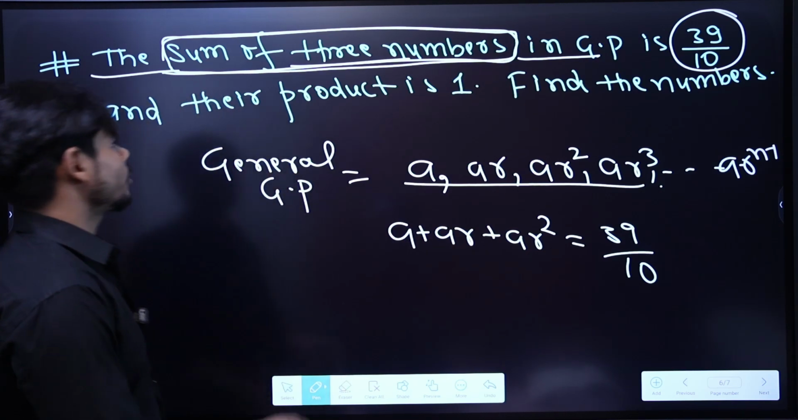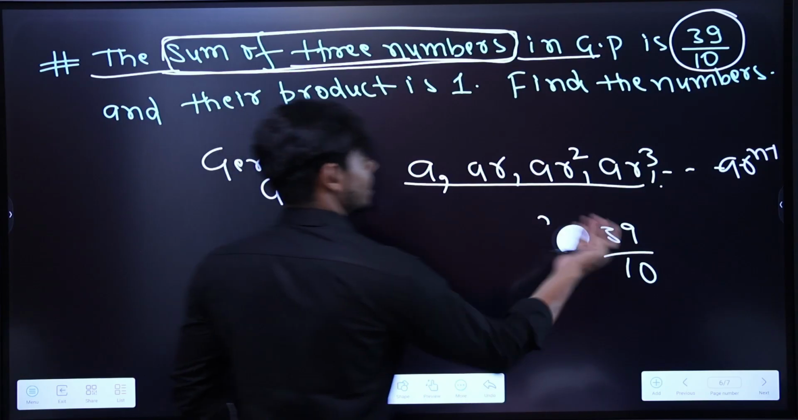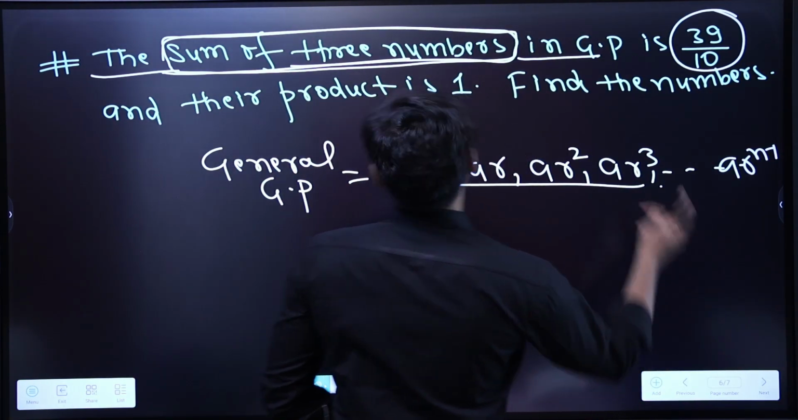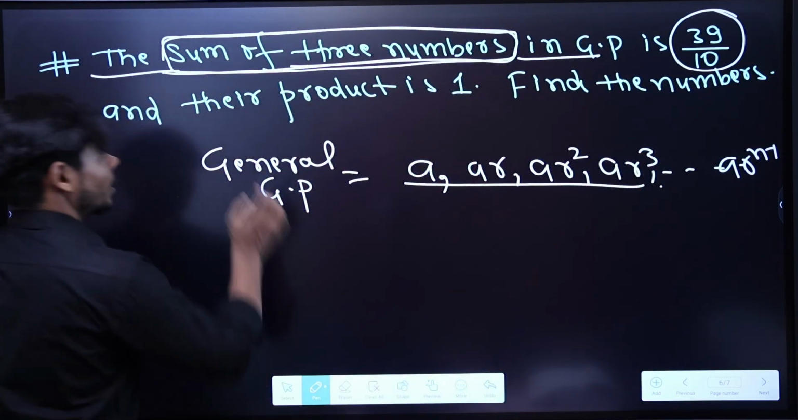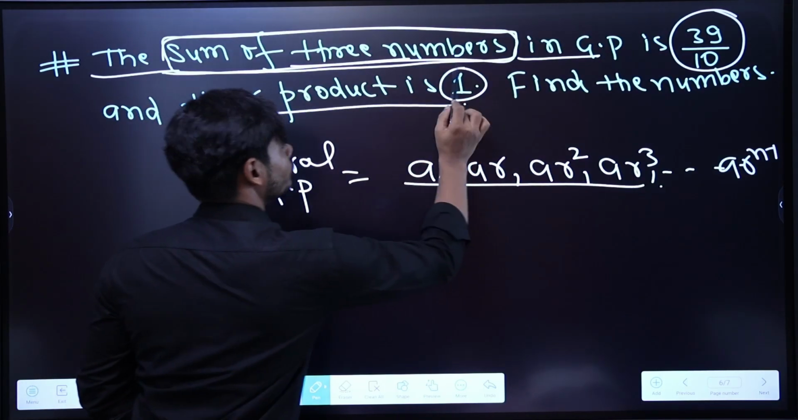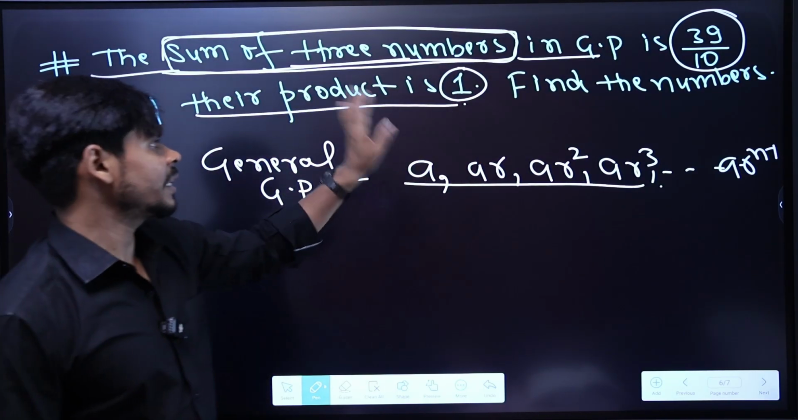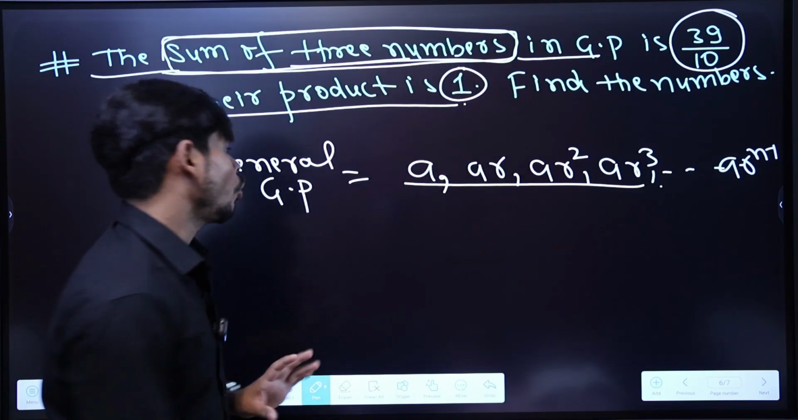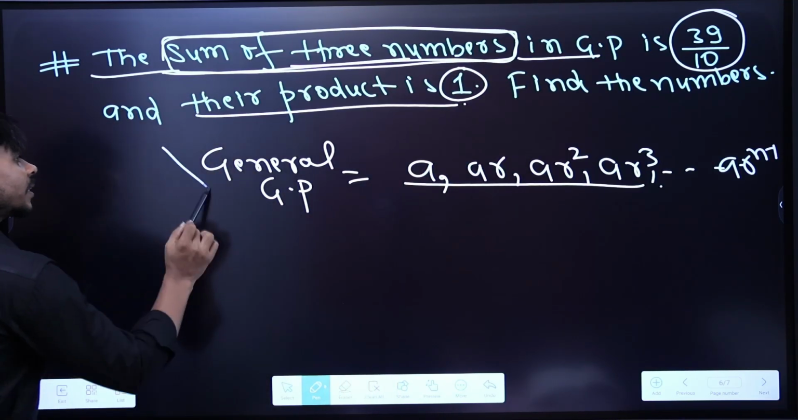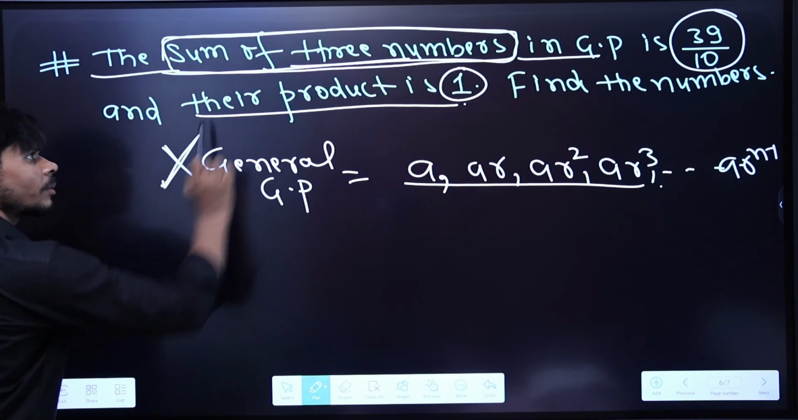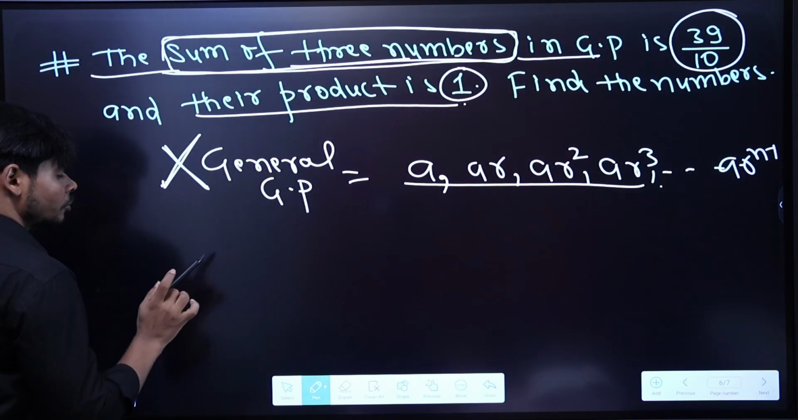It will not get cancelled out. So in this case, if you see, their product is also given as 1. So in geometric progression, if the product is given, so always consider AP. This was your general AP. Don't consider it like this whenever the product is given and the summation is also there.